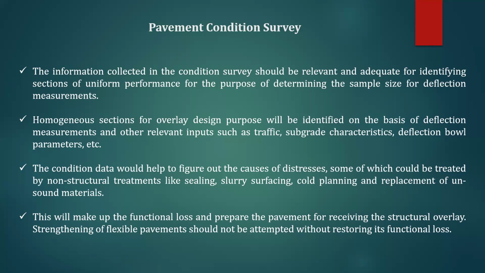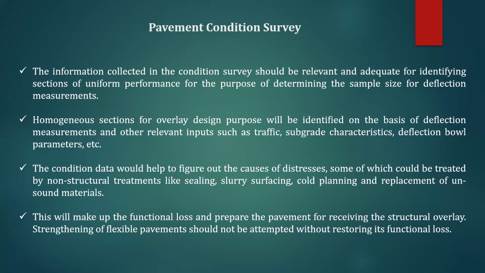See, ultimately here we have some 10 kilometers of stretch. Whenever you go to the site, you will see that all the 10 kilometers will not have the same failure. The failures will be different. The first 1 kilometer may be good, some other section may be fair, some other section may be poor. For that reason, the homogeneous section for overlay design is one of the most important things you have to finalize, based on the deflection bowl measurements we make.